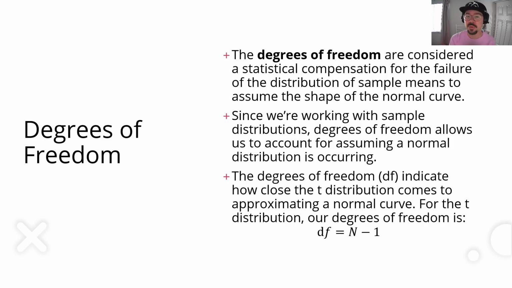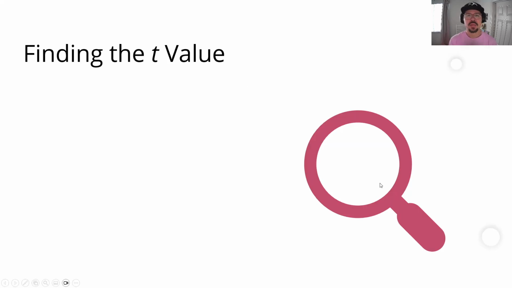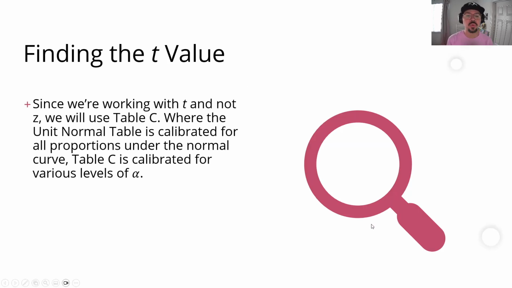This probably looks a little bit familiar, in that we were using this to account for the fact that we're working with samples and not populations. And so this becomes a foundation for how we are working through the statistical analyses that we're ultimately going to be using. To find the t value, since we're working with t and not z, we'll actually be shifting over to what's called table C.